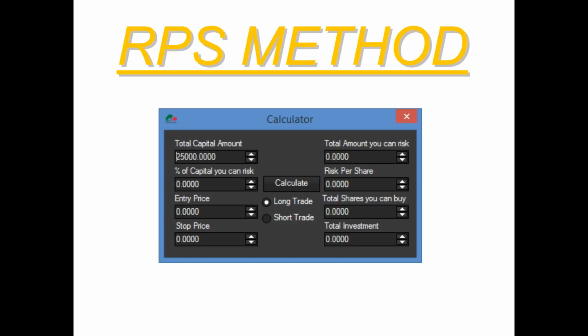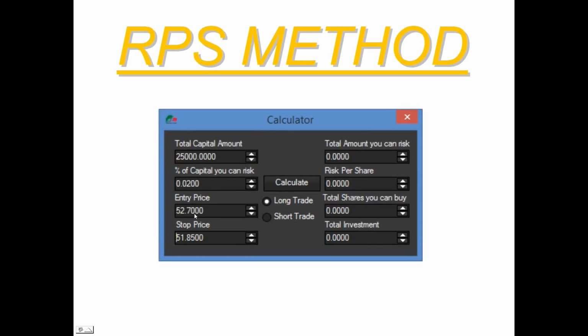Here's the RPS method. As you can see, we have a $25,000 account. We're risking 2%, the standard benchmark. Our entry price is 52.70. Our exit price is 51.85. So let's calculate. We simply hit calculate, and we're risking $500. Our risk per share is 85 cents.